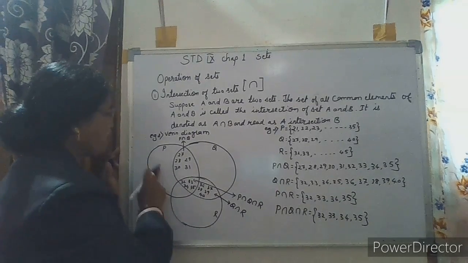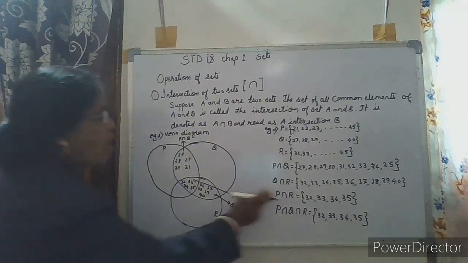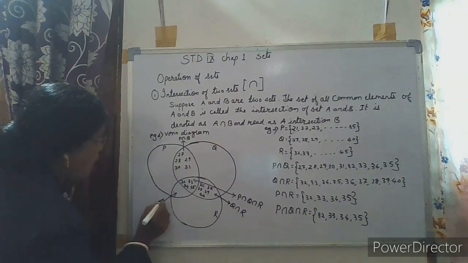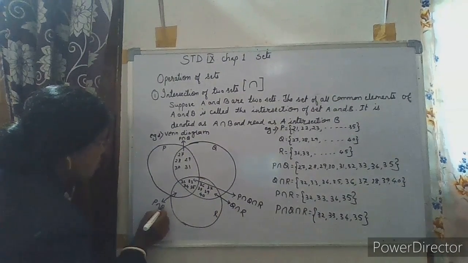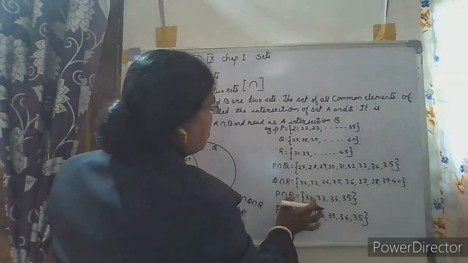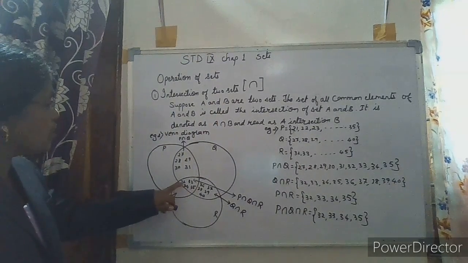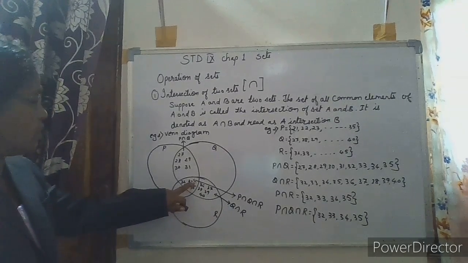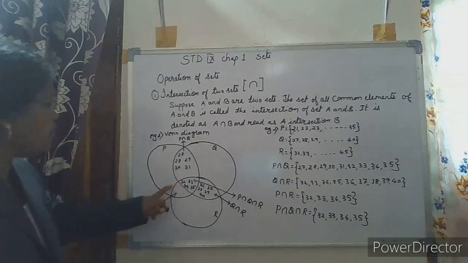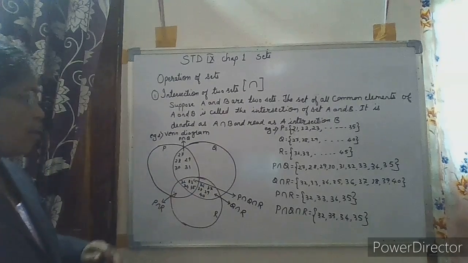Now come to P intersection R. This full part is showing P intersection R. So, P intersection R, we have got elements from 32 to 35. So, 32, 33, 34, 35 already written. Therefore, this part is empty. It will be empty. But this full part is showing P intersection R.